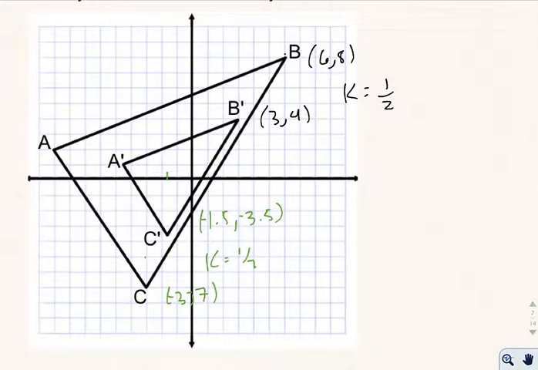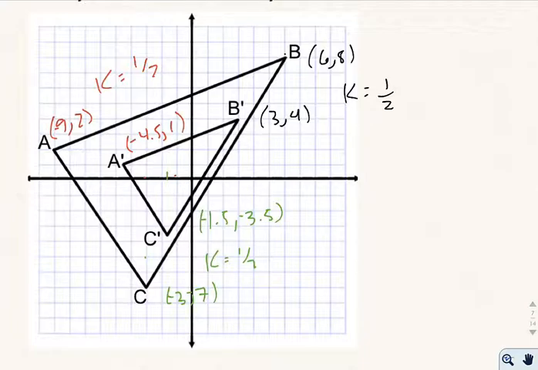Last one. Let's go out to A. So 1, 2, 3, 4, 5, 6, 7, 8, 9, and then 2. Negative 9, 2. If the k factor here holds at 1/2, it should be negative 4.5, 1. 1, 2, 3, 4.5, comma 1.